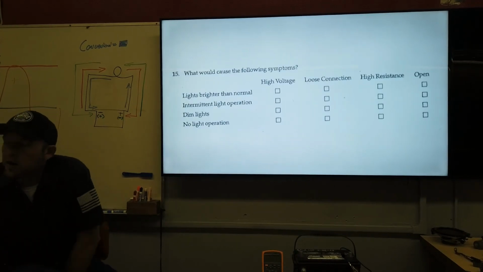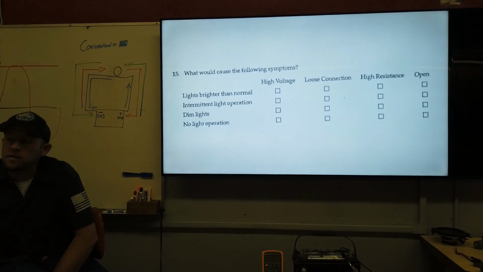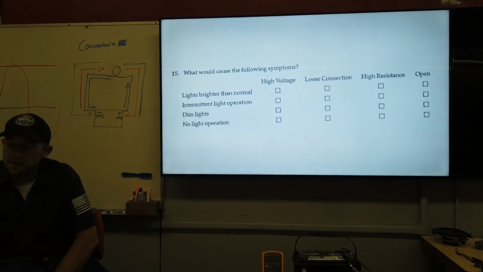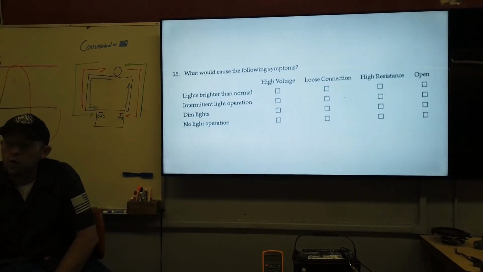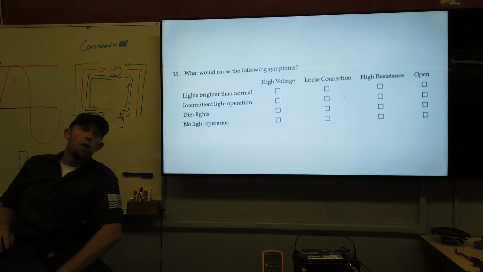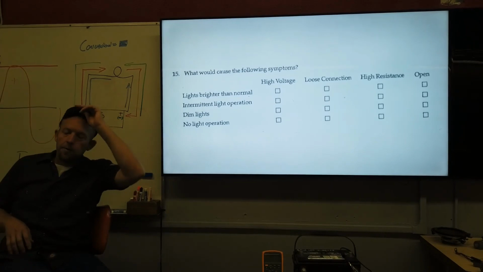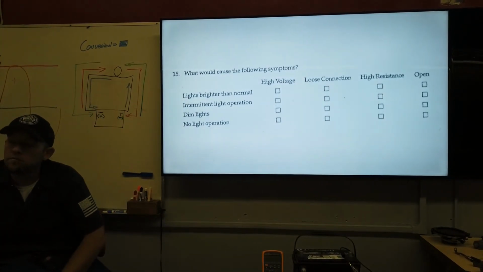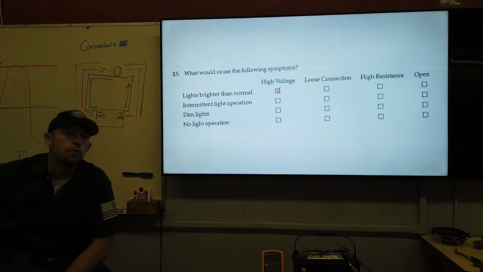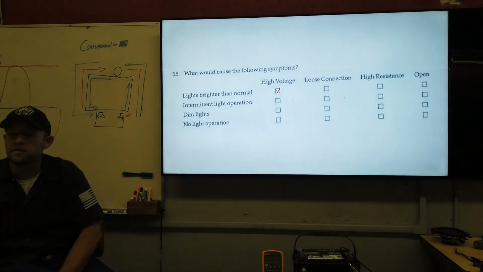There's a little scenario. So what would cause the following symptoms? I want you to think about these. We have options of higher voltage, loose connection, high resistance, or an open. So if we had lights that were brighter than normal, based on what we've done today already, higher voltage pushes more amps. We saw that that bulb is brighter on 12 volts than it is on 6 volts.